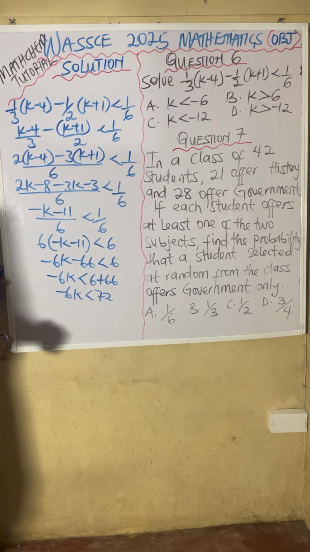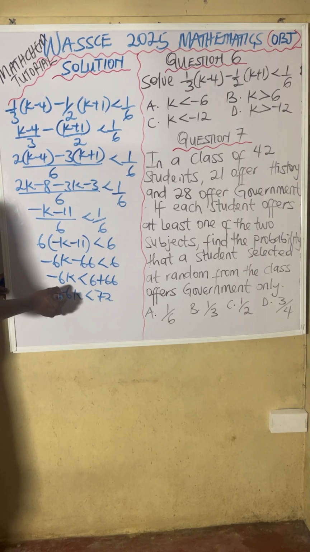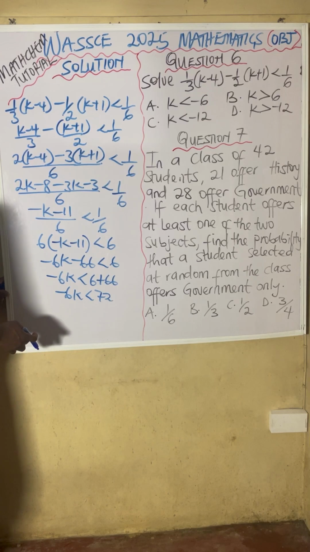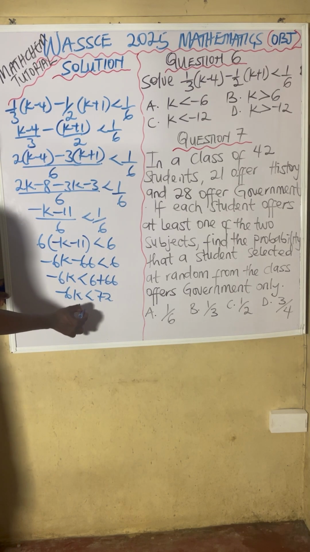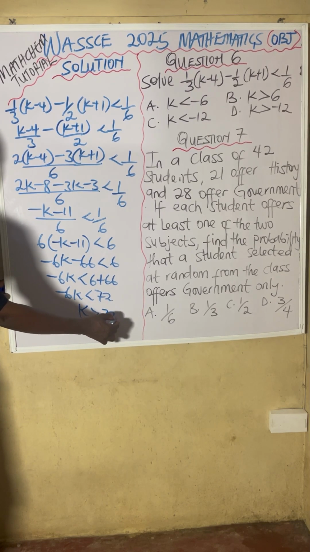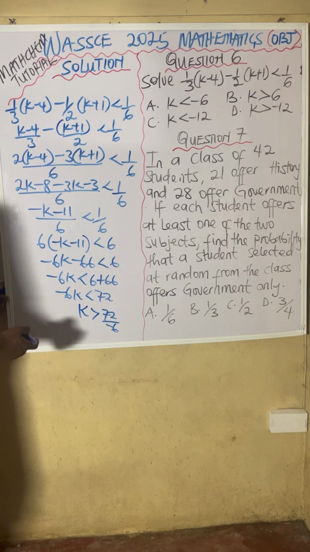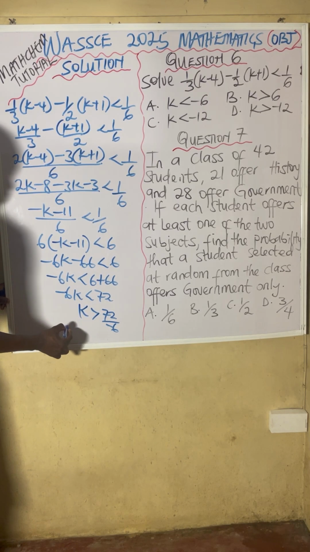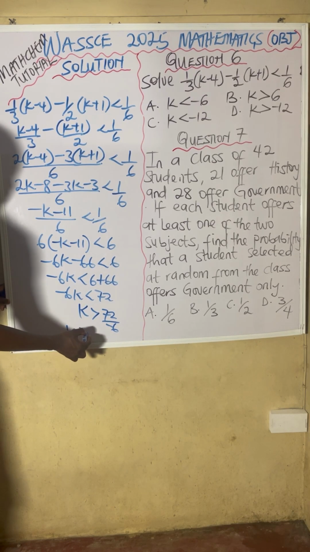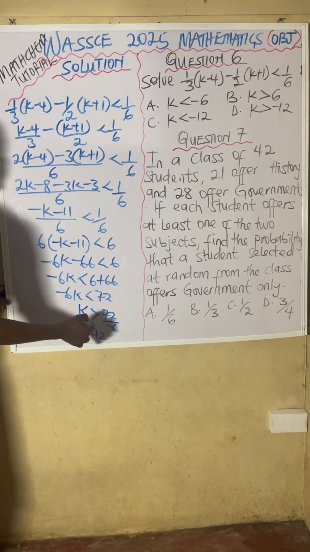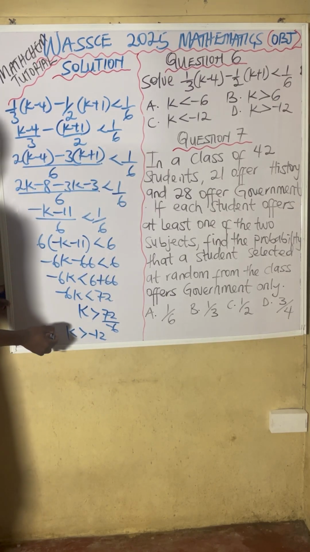After having this as less than 72, what do I do next? The next thing to do is to divide both sides by minus 6. And there is a principle in inequality: whenever you are dividing both sides by a negative number, the sign is going to change to the opposite. So this less than will change to greater than. So k will be greater than 72 all over minus 6. And if I divide this, that gives me minus 12. So therefore, finally, my k will be greater than minus 12. From here, the answer is D. So that's the final answer.